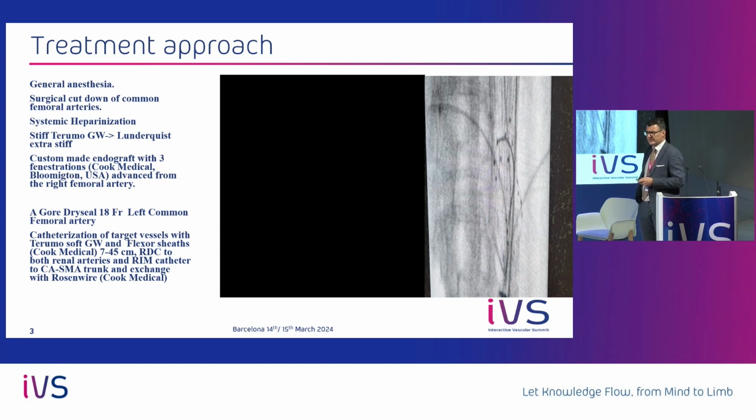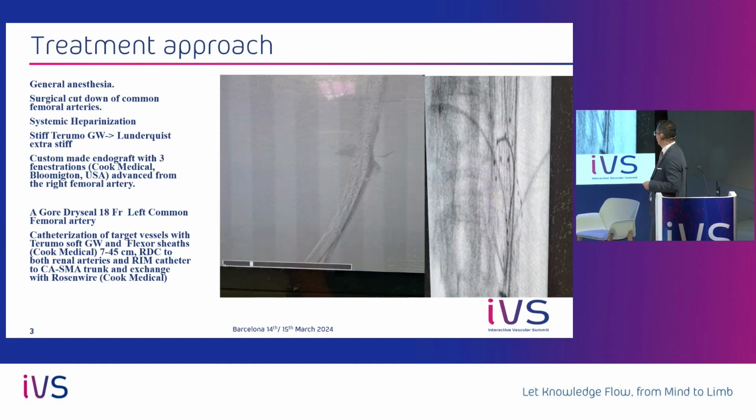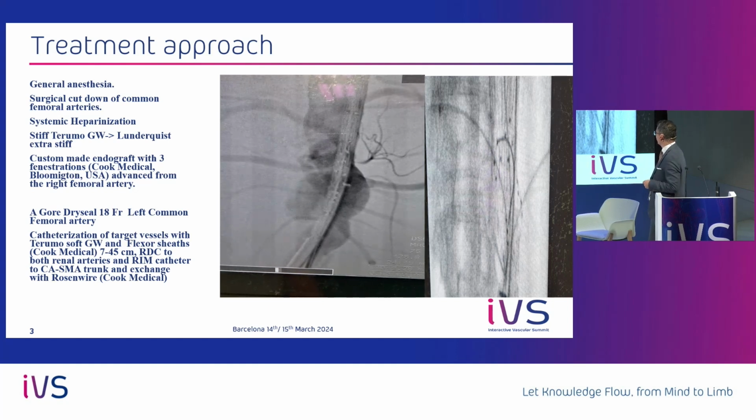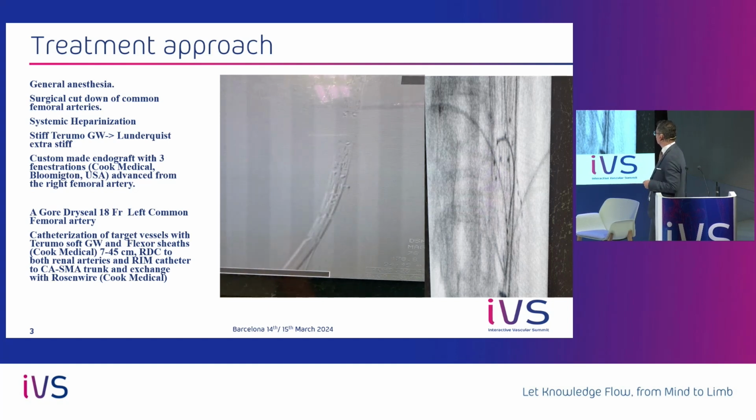Due to his anatomical variation, we preferred a custom-made endograft with 3 fenestrations from Cook, advanced from the right femoral artery. A Gore Dry Seal 18 French sheath was advanced from the left common femoral artery. You can see the device and the proper orientation in order to deploy it.